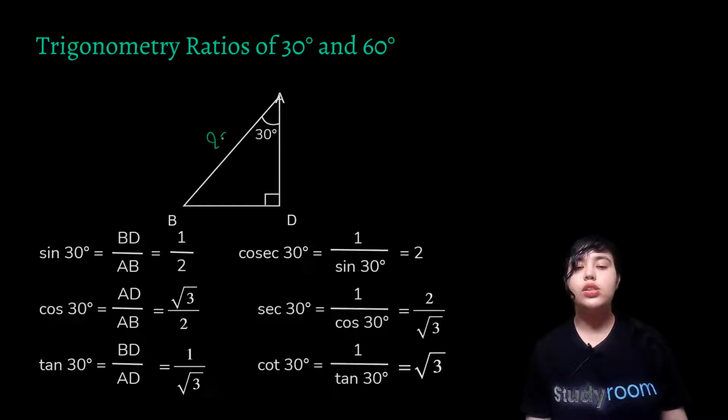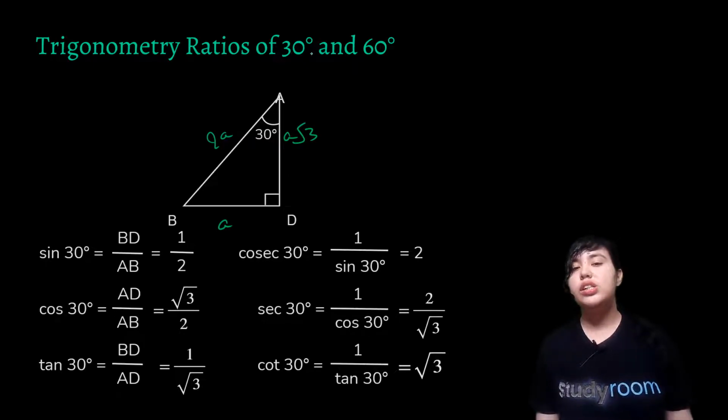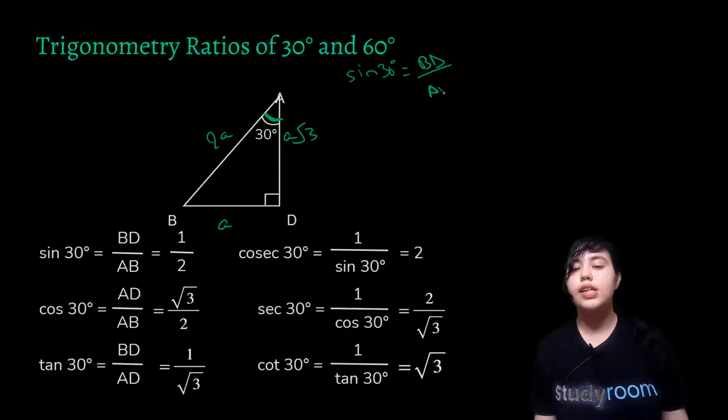So basically this is 2A, this is A, and this is A root 3. If I have the three sides, I can find out the trigonometry ratios. Okay, now let's see, I want to find it for this angle 30 degree. Considering sine A or sine 30 degree, what is the side opposite to angle A? That is BD. What is the hypotenuse in this triangle? That is AB. So quickly substitute, it will be A upon 2A, which is 1 by 2.